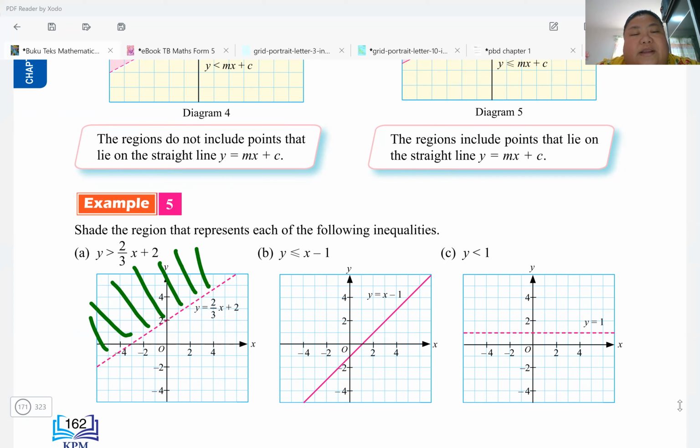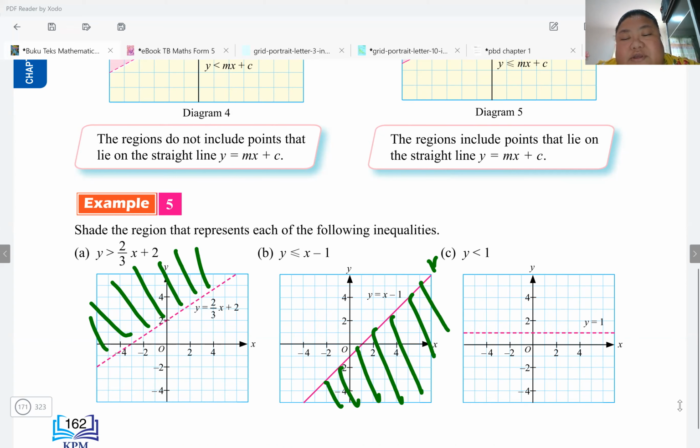Then the second one, y is less than or equal to x minus 1. You already have the straight line. Less than, so you just shade the below region. For this one, y is less than 1. This is the straight line, and it is a dash line. Less than means down here. Easy? It's supposed to be easy.